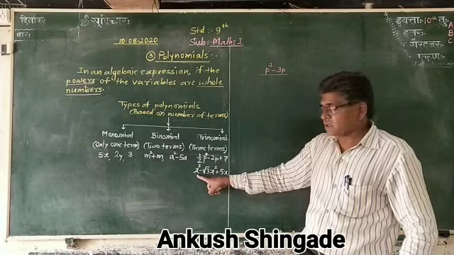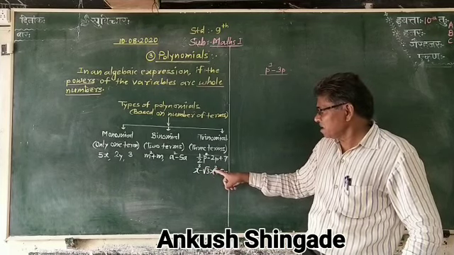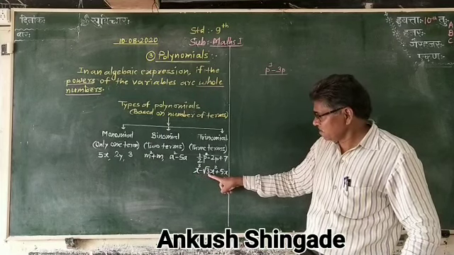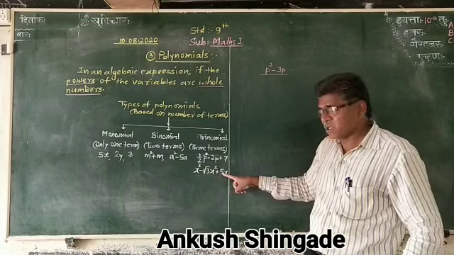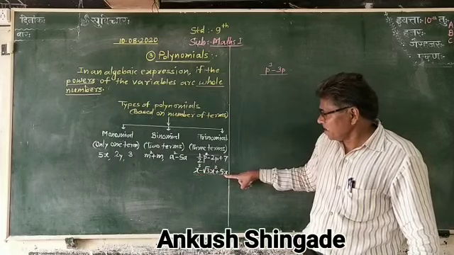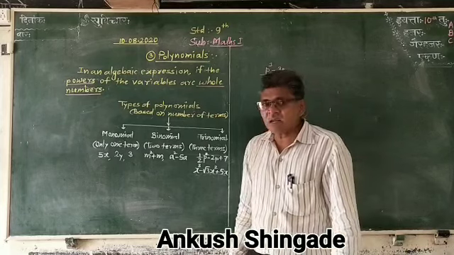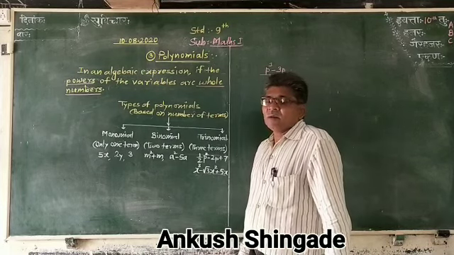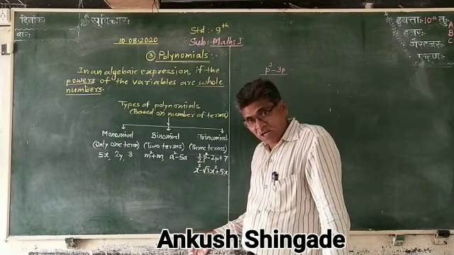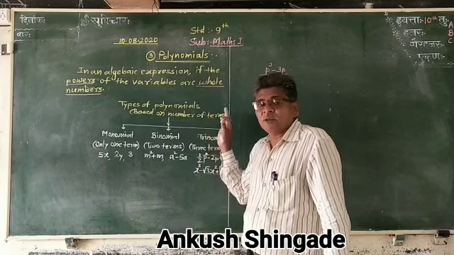Then, other example, x cube minus root 3x square plus 5x. x cube is the first term, minus root 3x square is the second term, and plus 5x is the third term. It means that in this polynomial there are three terms, therefore it is a trinomial. And if the number of terms in the given polynomial is more than 3, we call it a polynomial.